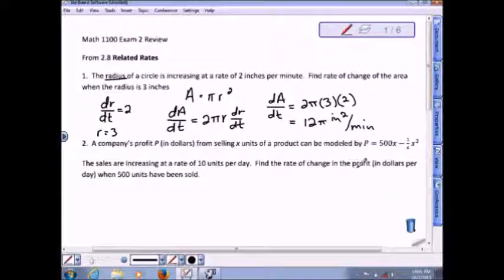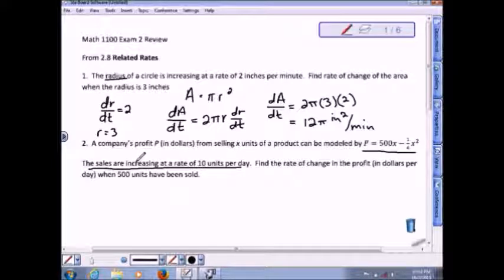Question 2, we need to find the rate of change in profit. So we've been given a profit function, but when we take the derivative with respect to time, in this case days, we're also going to have to know a value of dx/dt, the rate at which x is increasing. X is represented by selling x number of units. So here's the rate right here. The sales are increasing at a rate of 10 units per day.